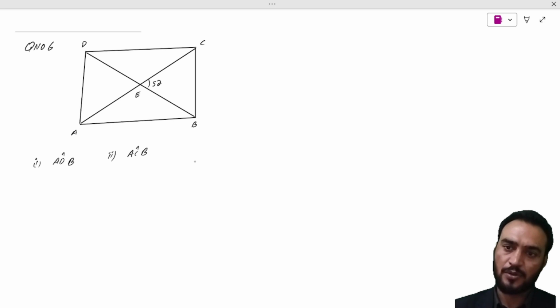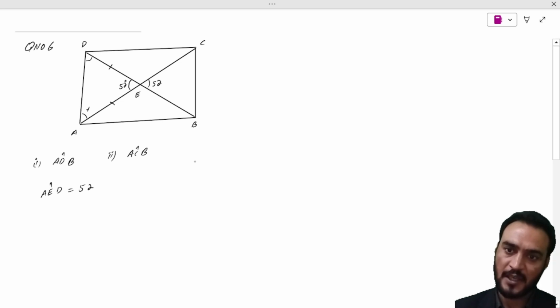Before solving this question, you need to know that this angle equals 52 degrees because this is a vertically opposite angle. So angle AED is equal to 52 degrees. Now, as the diagonals bisect each other, the line AE equals ED, and these two angles are equal because angles opposite to equal sides are equal. So let us consider this angle equals x degree and this angle is also x degree.